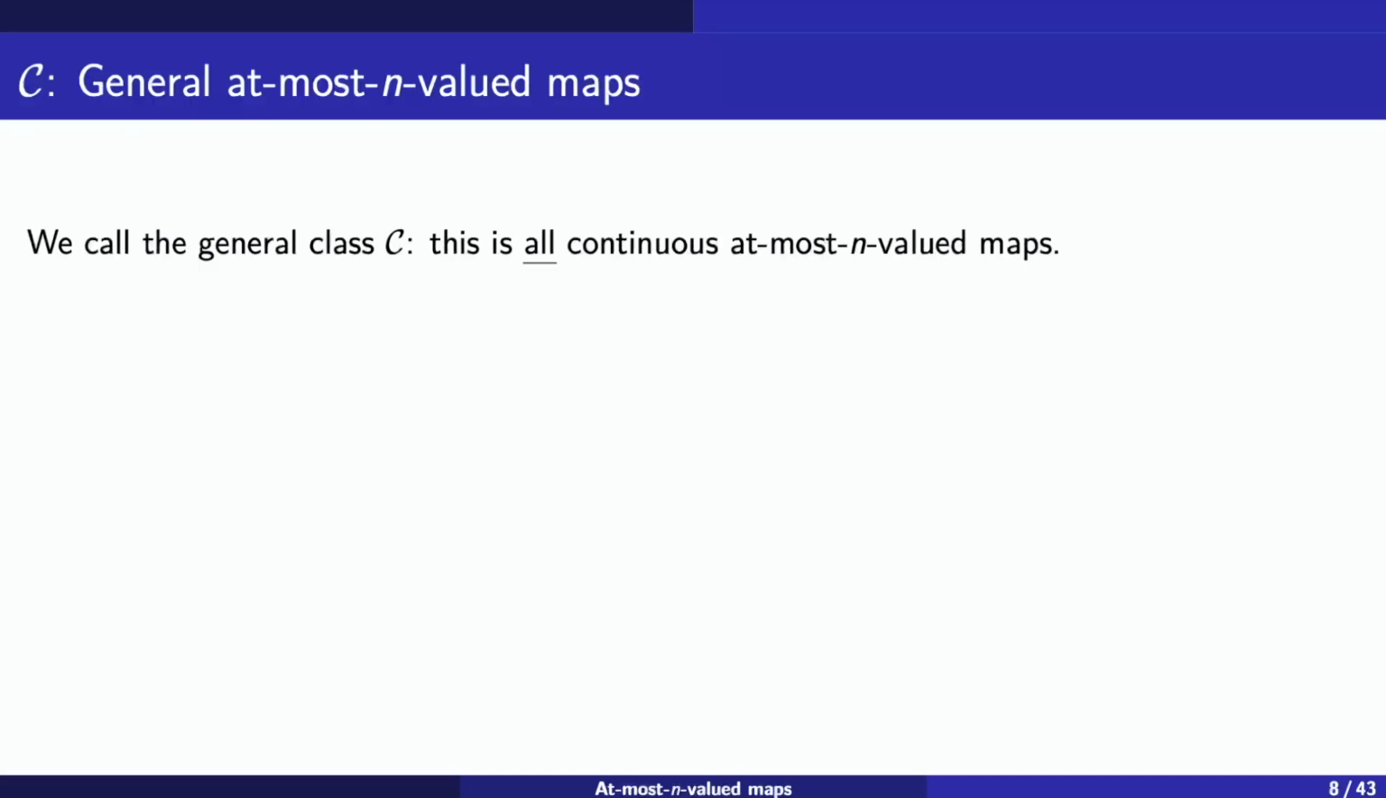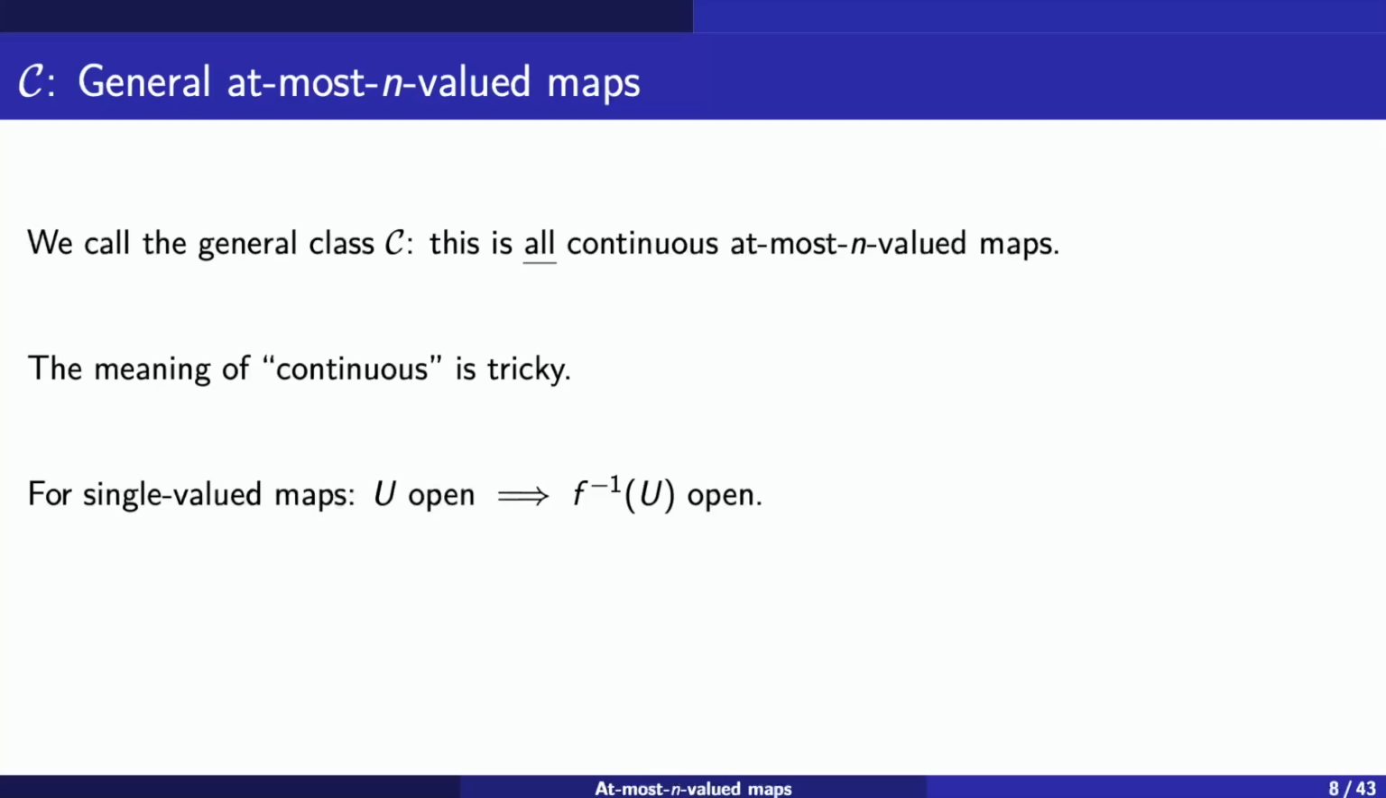Okay, so we have this notation for the general class of all at most n-valued maps. I'm going to call this C, all of the continuous at most n-valued maps. Let's talk about continuous. As she said, the meaning of continuous is a little tricky in this setting, and we have to mention something about this. So this is the typical topological definition of continuity. It says that if you have an open set in the codomain, the preimage of that open set is open in the domain. This is how we define continuity in topology. It's the same as the epsilon delta definition if you're using subsets of R.